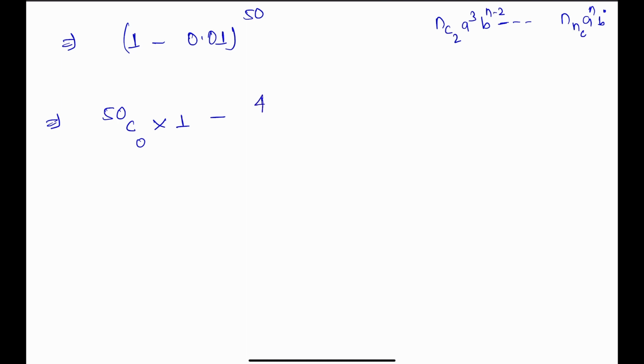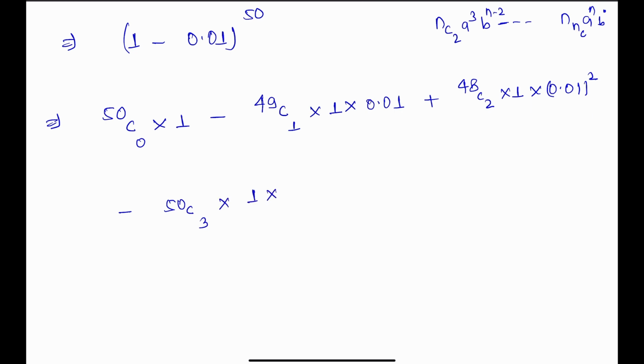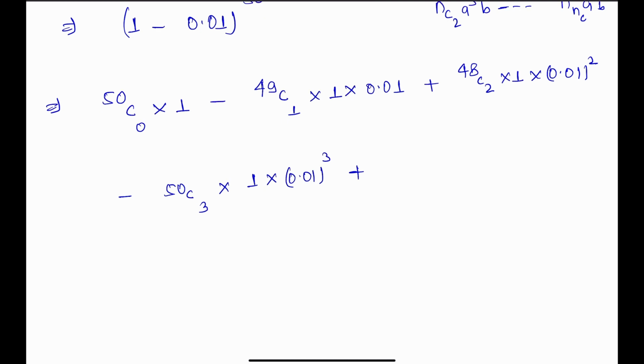So the next one will be 50C1 into 1, and now it will be 0.01, right? Then plus 50C2 into 1 into 0.01 squared. Then the third term will be 50C3 into 1 into 0.01 to the power 3, then plus. So now I can say that 0.01 is nothing but 1 by 100.